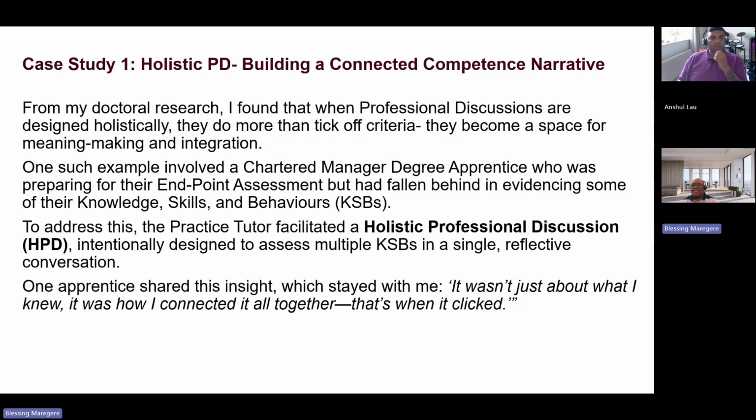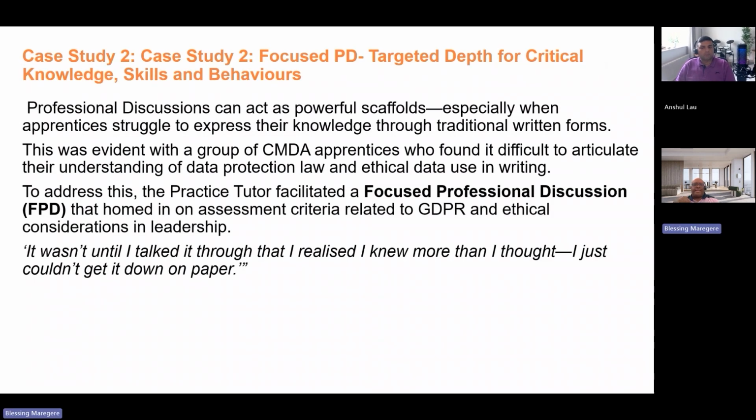It encourages critical thinking and narrative coherence. That's far beyond a tick box or a checklist exercise. So that's one example there. The second case study that I would like to share with you is focused on professional discussion.